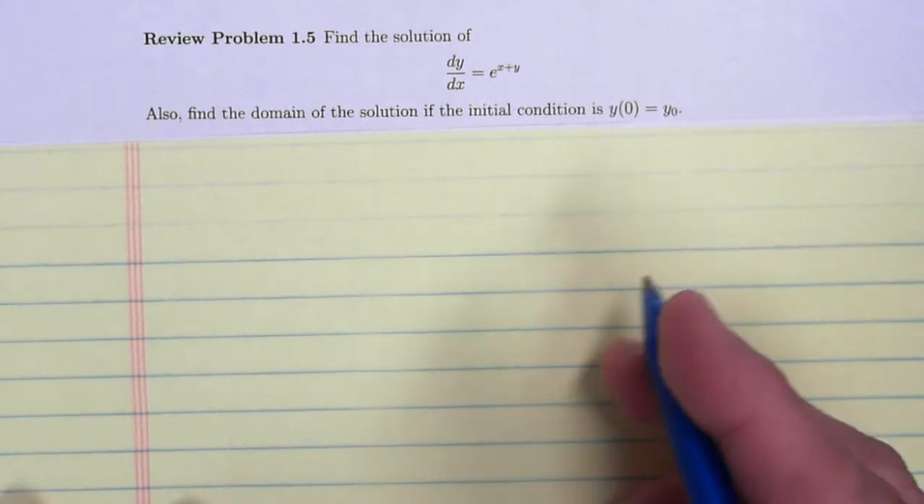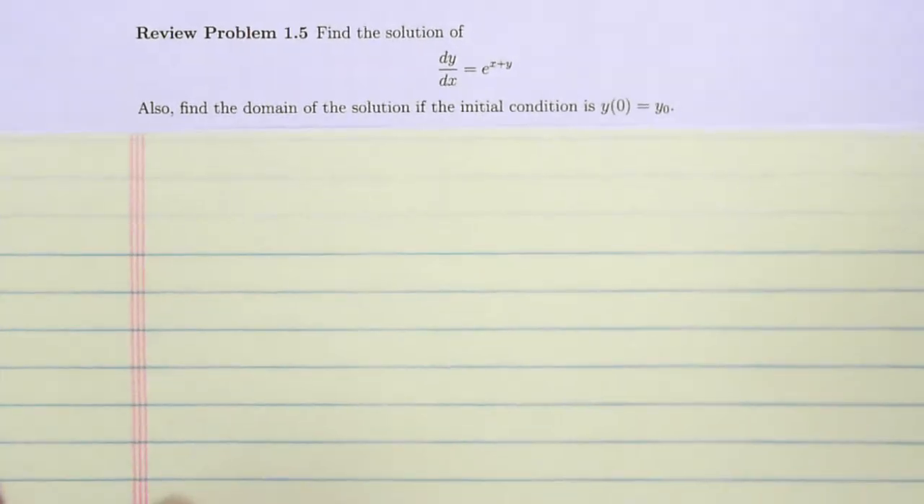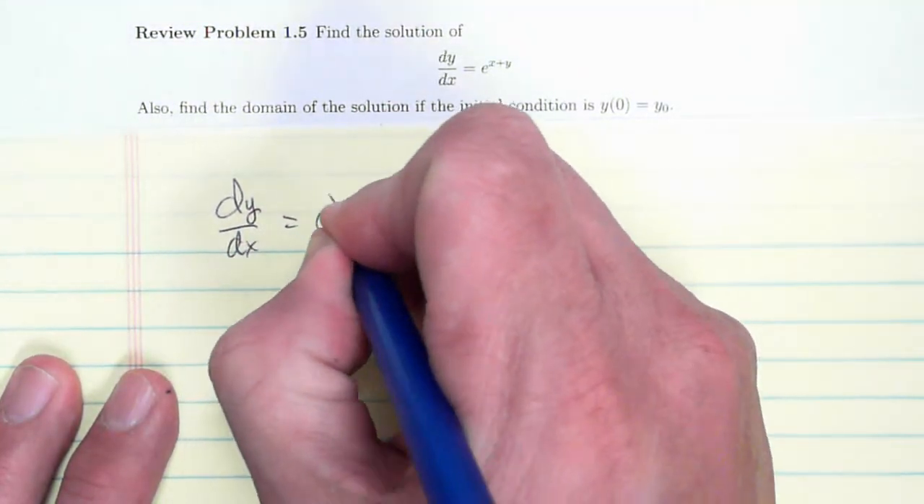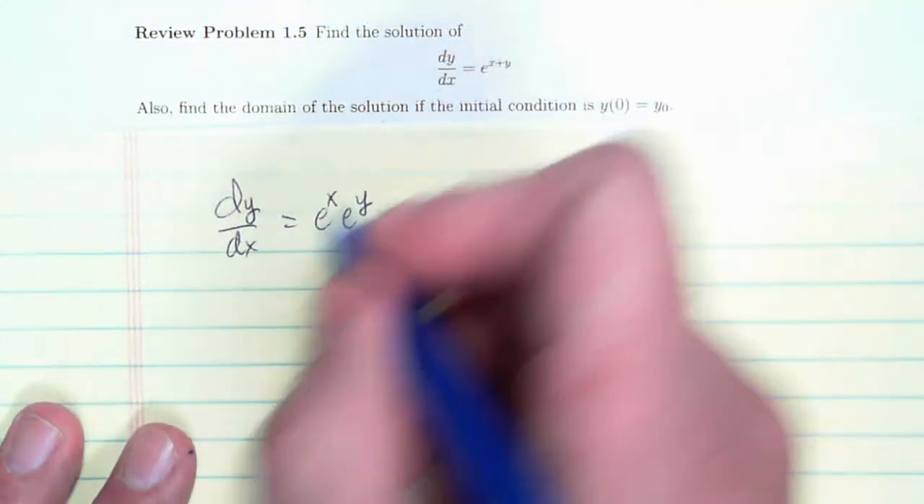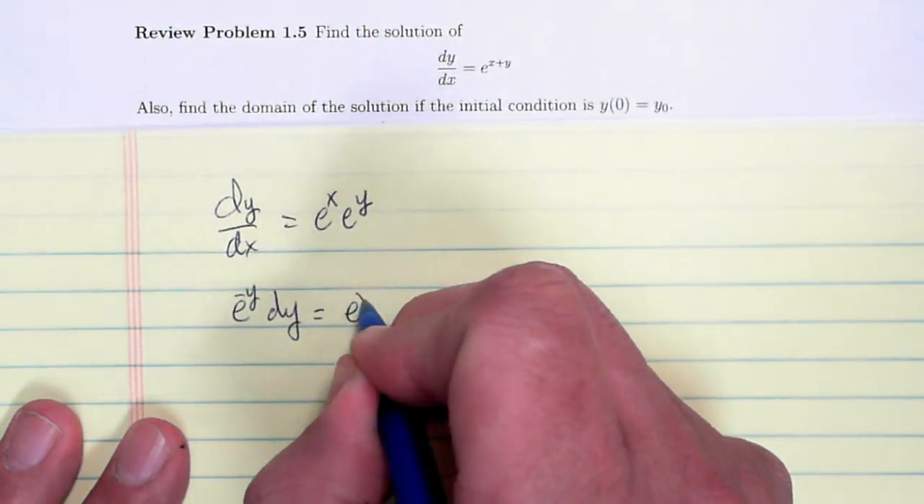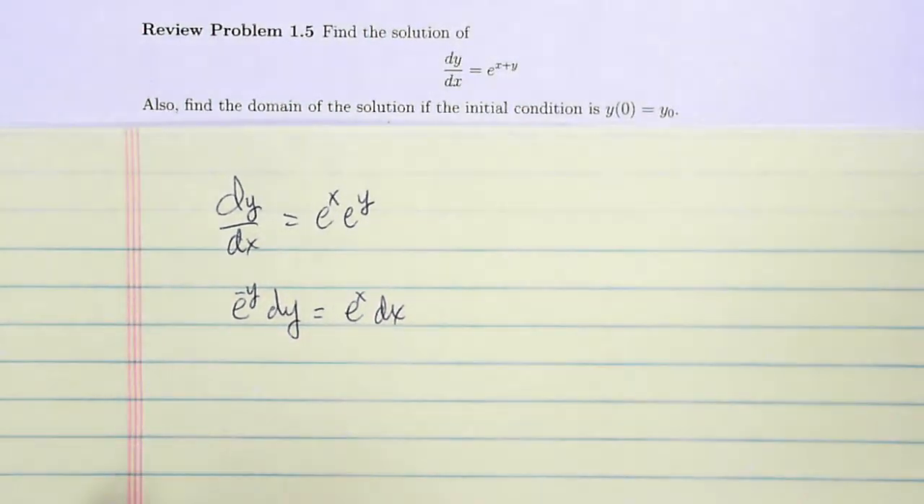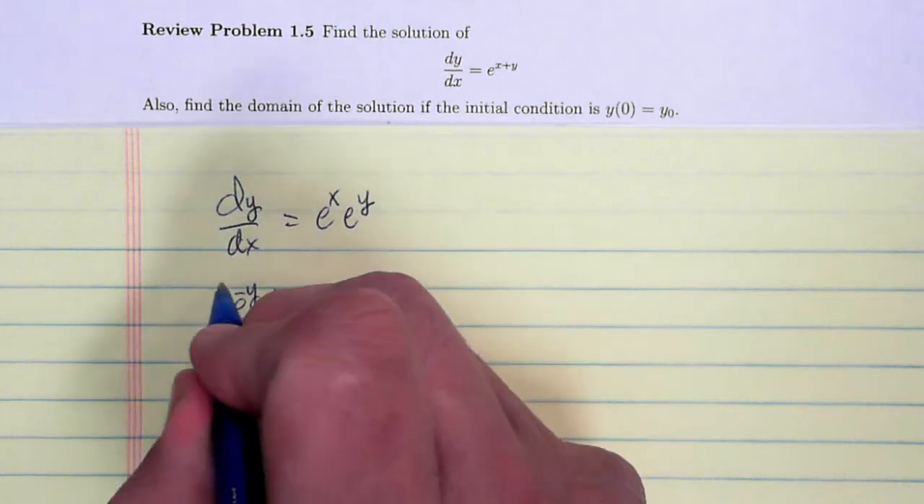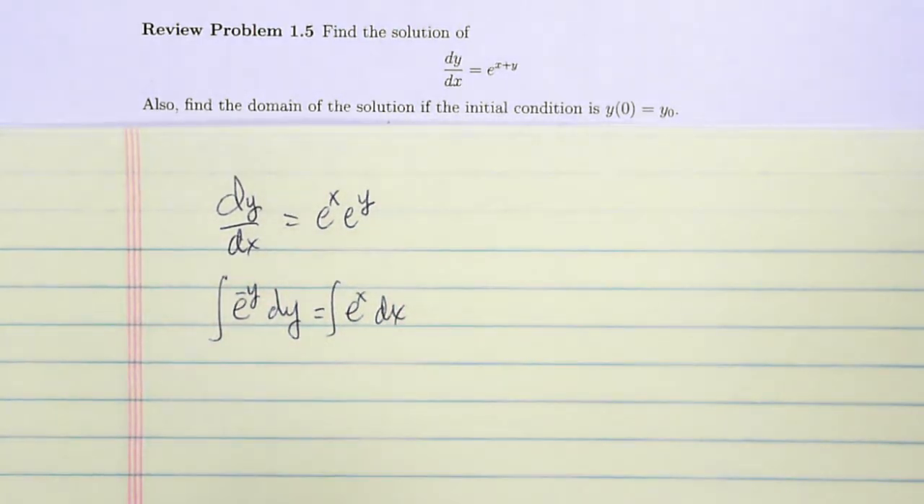Okay, so this one is a separable differential equation. We can write the right-hand side as e to the x times e to the y. And so we get e to the minus y dy is equal to e to the x dx. Now, I get that by dividing. Now, I'm not going to divide by 0 here because e to the y is never equal to 0, so I don't have to worry about some extra solutions that might be constants.